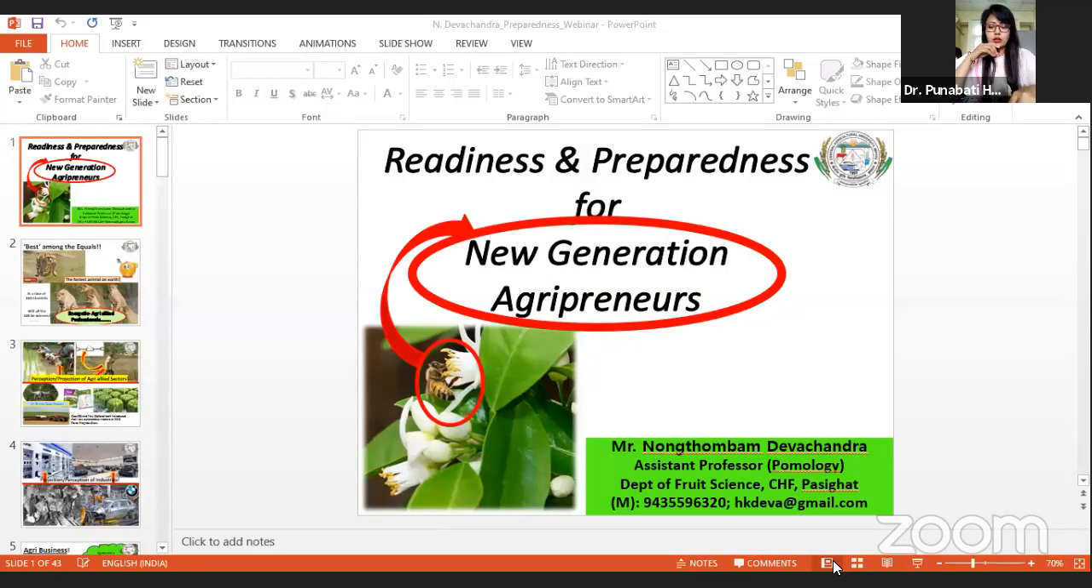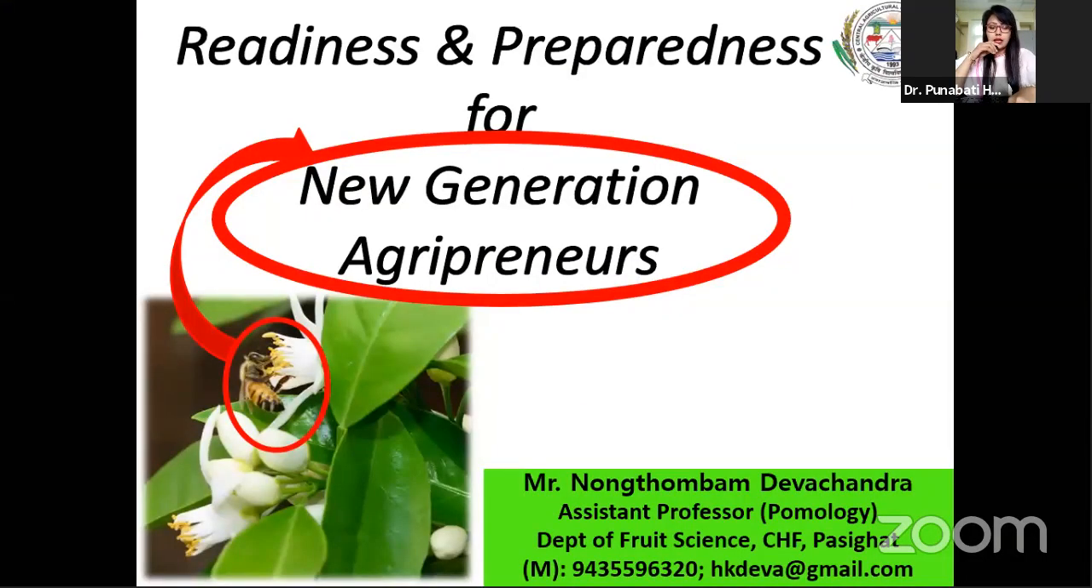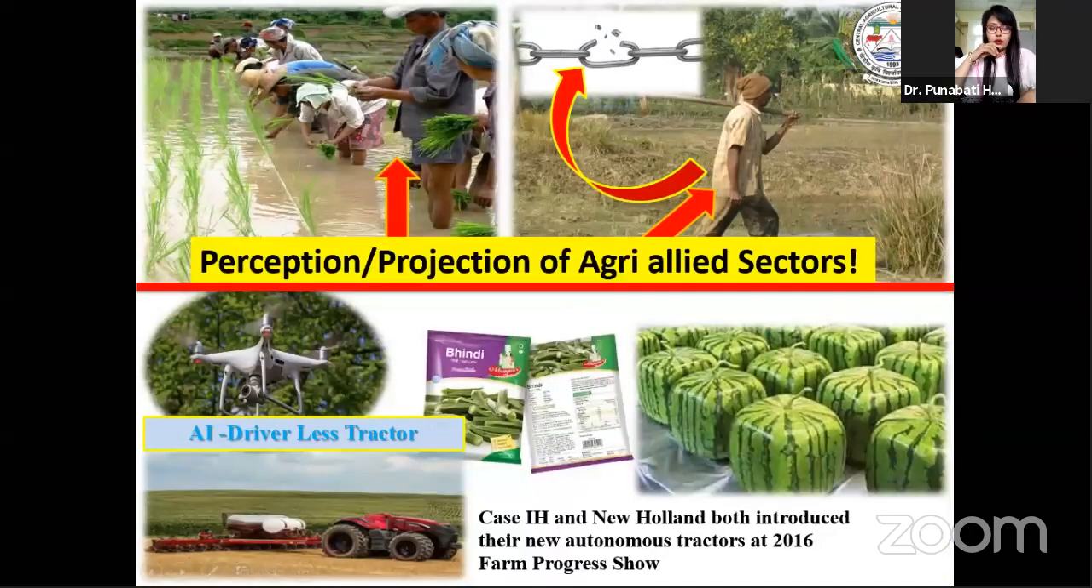Thank you, sir. Let me introduce our speaker of today's webinar, Mr. Nongthombam Devachandra, Student Welfare Officer in charge of the College of Horticulture and Forestry, Pasighat. He is presently working as an assistant professor at the College of Horticulture and Forestry. Before that he served as a marketing and recovery officer in SBI and also as a farm sector technical officer in the field of horticulture in SBI local head office, Northeast Circle.